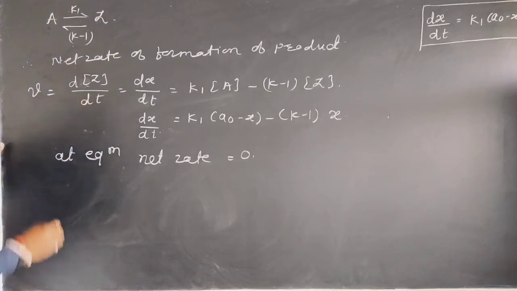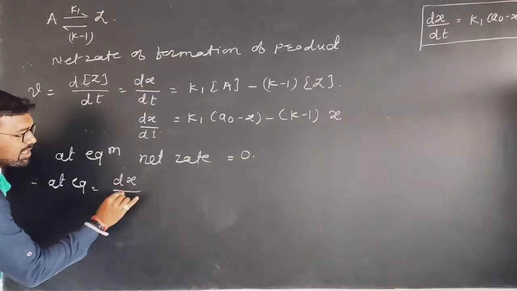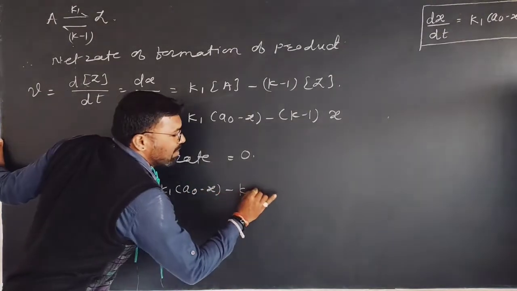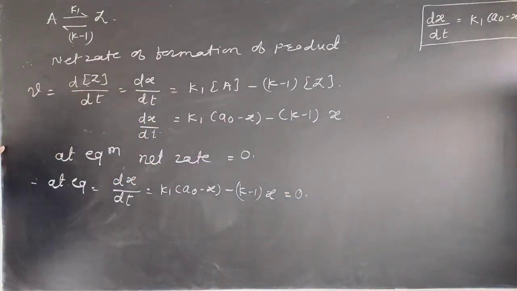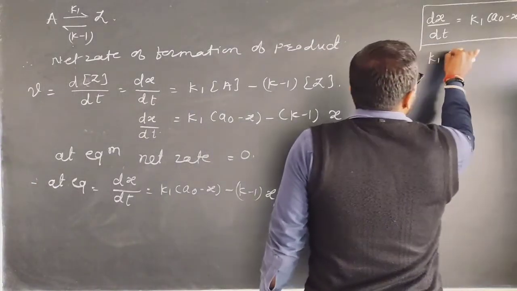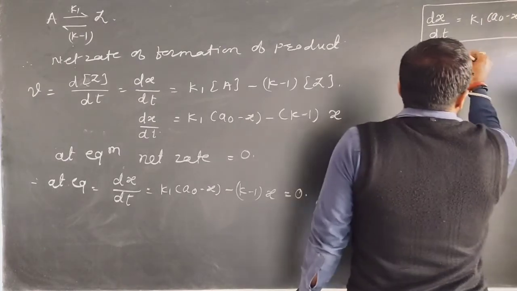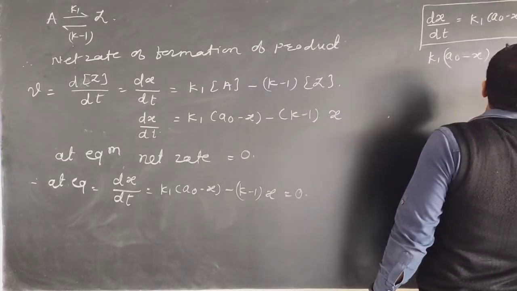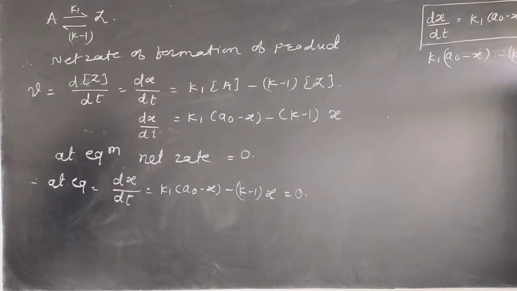That means at equilibrium, dx/dt, which is equal to k1 into (a0 minus x) minus k-1 into x, is equal to 0. So I get the second equation: k1 into (a0 minus x) minus k-1 into x is equal to 0. This is the second equation.